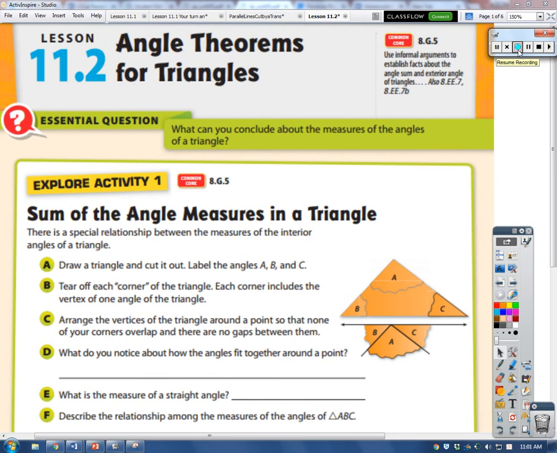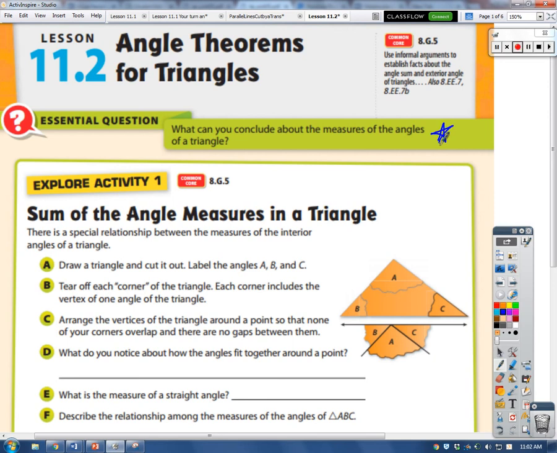Okay, Math 8 students, we are starting lesson 11.2, angle theorems for triangles. Our essential question is, what can you conclude about the measures of the angles of a triangle? So this is our key information here. This is what we're really looking at. By the end of this lesson, we want to be able to answer that essential question.